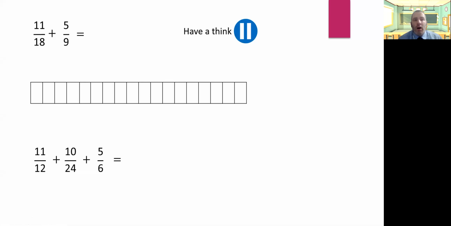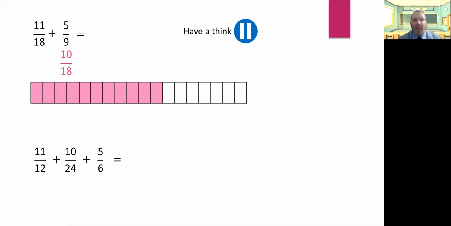So obviously we can't add 11/18 and 5/9 easily. So we need to make 5/9 into an equivalent fraction. So to do that, I'm going to multiply the numerator and the denominator by 2. So I've got 10/18. I can now add these together using my bar model.